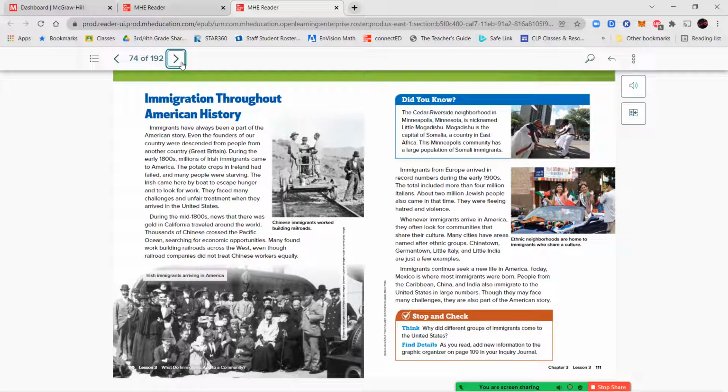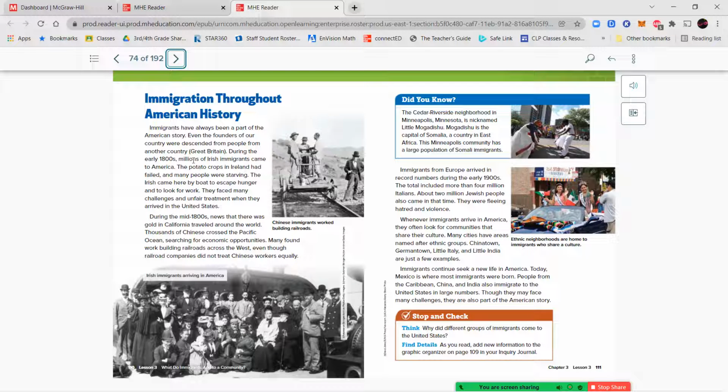All right, immigrants throughout American history. Immigrants have always been a part of the American story. Even the founders of the country were descended from people from another country, many of them came from Great Britain when they moved over here.